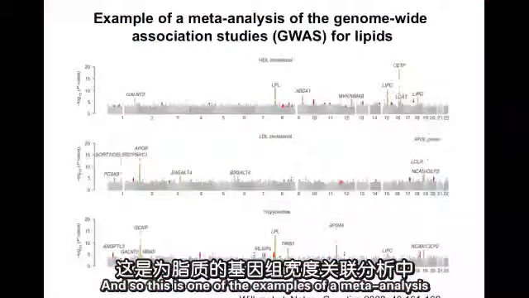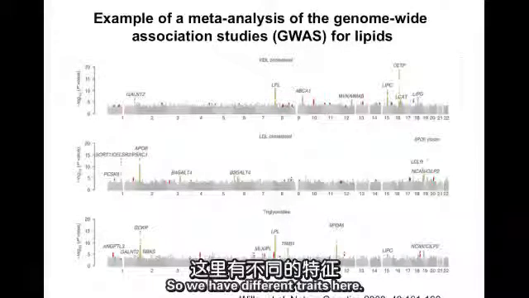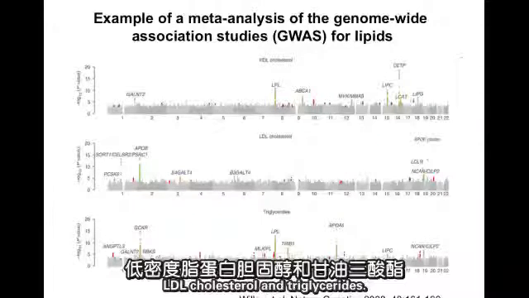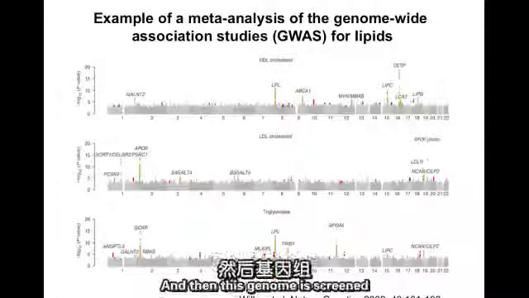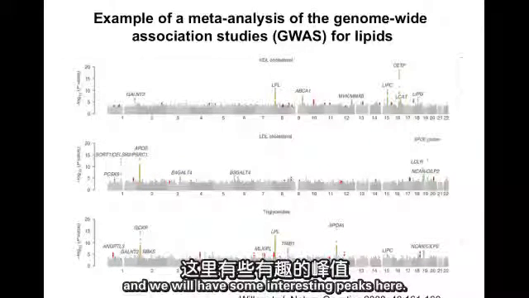And this is one example of a meta-analysis of genome-wide association studies for lipids. We have different traits here: HDL cholesterol, LDL cholesterol, and triglycerides. Then the genome is screened throughout the chromosomes, and we will have some interesting peaks here.